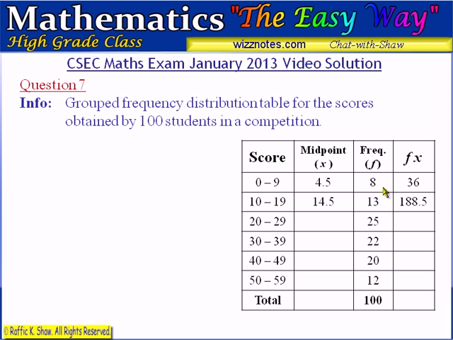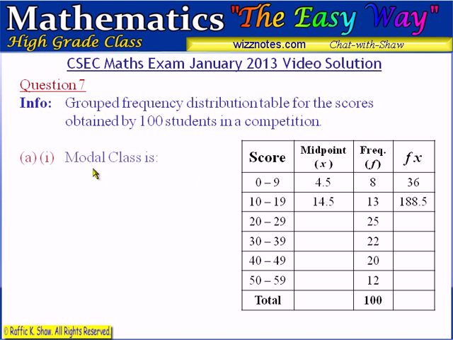These are the frequencies, meaning there are 8 students for this class or this group, 13 students for this second group, and so on. And these are the F multiplied by X, the frequency multiplied by a midpoint value. So here, 8 multiplied by 4.5 is 36, and 13 multiplied by 14.5 is 188.5. And again here, the column is not completed.